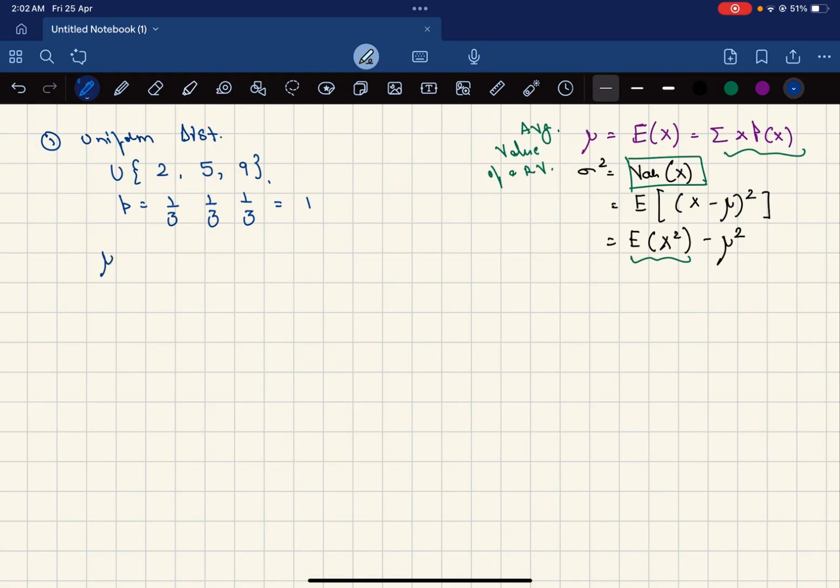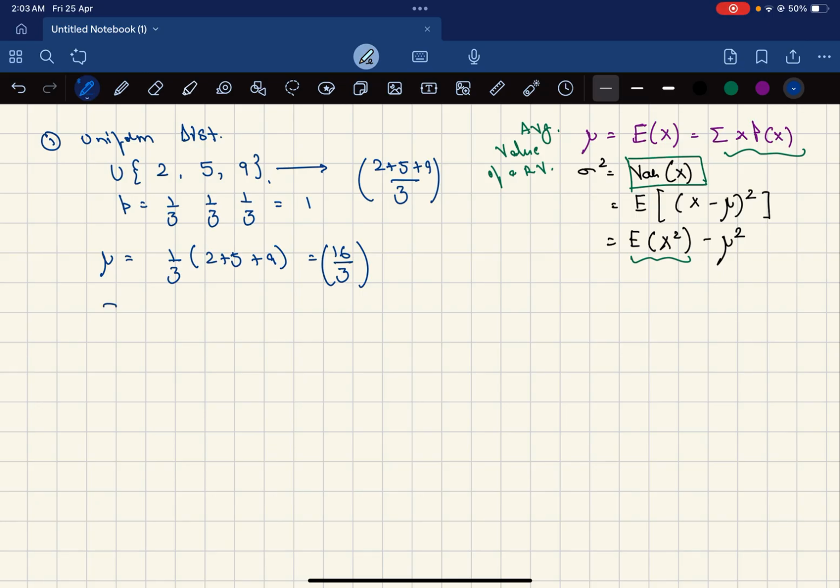So, the mean is very easy to compute here. It is 1 by 3 times 2 plus 5 plus 9, which is nothing but 16 upon 3. So this is very intuitive, given that we could have simply calculated the arithmetic average of the three values, which is 2 plus 5 plus 9 by 3 again, and it would have given us the same answer. This is because in a uniform distribution, all these three values are equally likely. Therefore, a simple arithmetic average would be equal to the mean of the random variable.